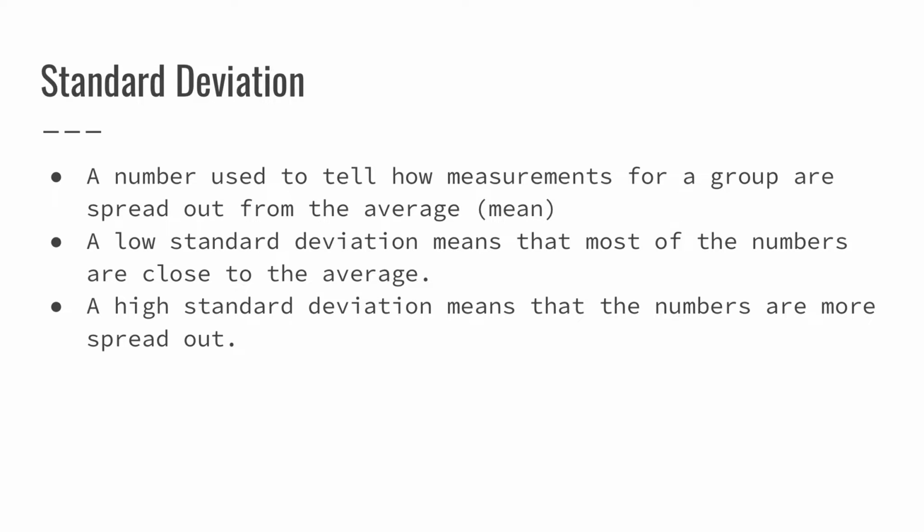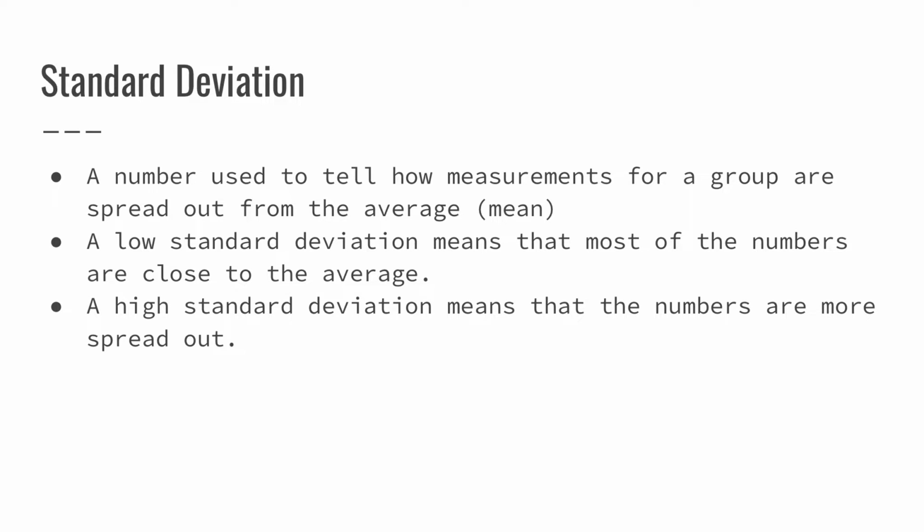The main thing that we're going to talk about in this section is what's called standard deviation. Standard deviation is just a number used to tell how measurements for a group are spread out from the average, the mean. A low standard deviation means that most of the numbers are close to the average. A high standard deviation means that the numbers are more spread out.